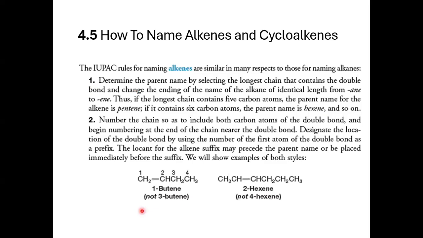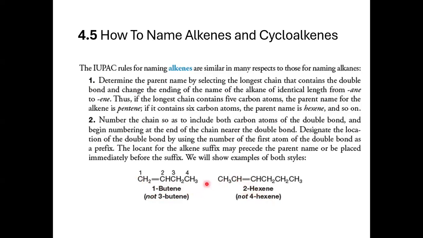To name your alkenes and cycloalkenes, again, you just have to end with -ene in the structure, and you have to know where the double bond is located. If it's on the first carbon, you have 1-butene. If it's on the second carbon, you name it 2-butene.